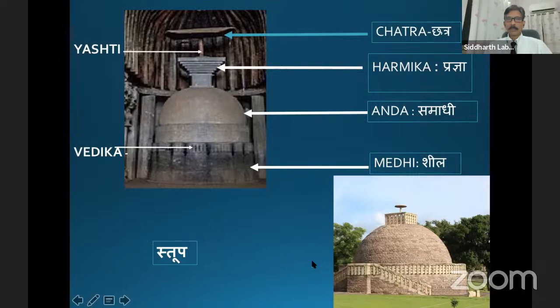The stupa at Nagpur's Diksha Bhumi is a master example of the stupa of this kind. The entire structure is based on all the criteria. You will find there medhi, anda, harmika and chhatra. So that is the masterpiece.